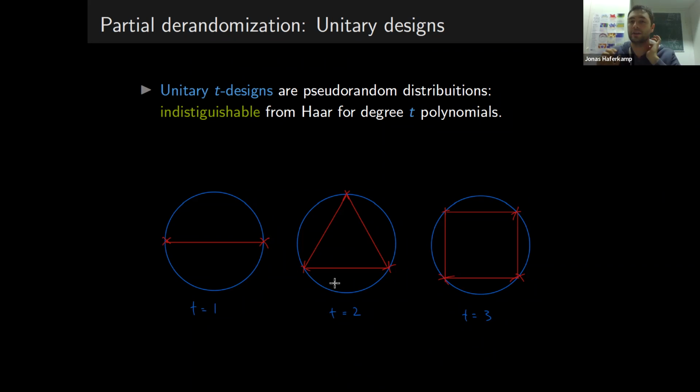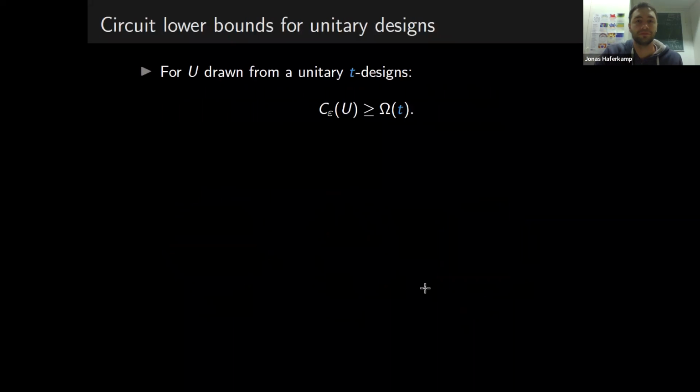A very similar thing works for the unitary group, even though these sets of points will be much more complicated, unfortunately, than just polygons. Well, the cool thing about this is, for these sets of distributions, we can actually establish circuit lower bounds directly.